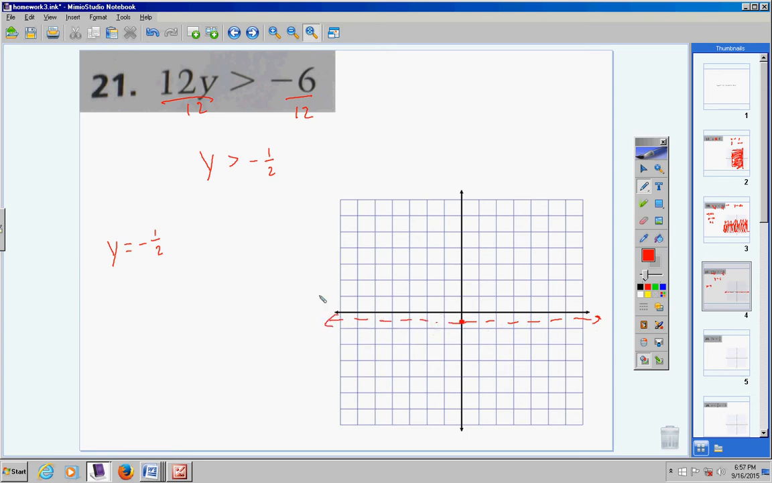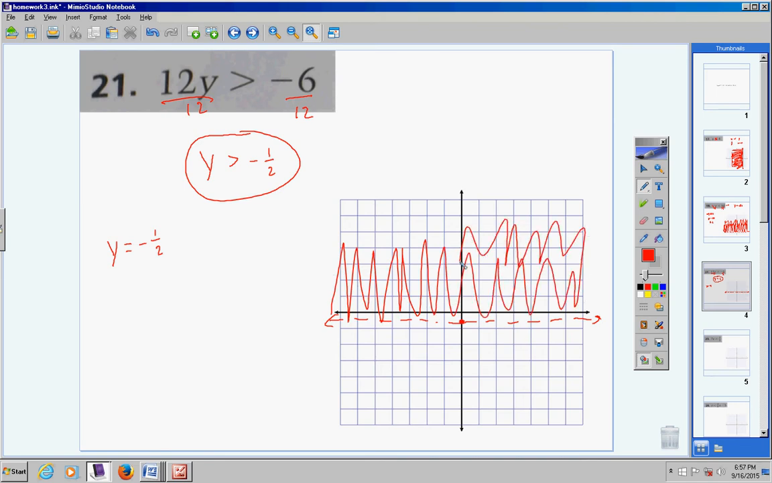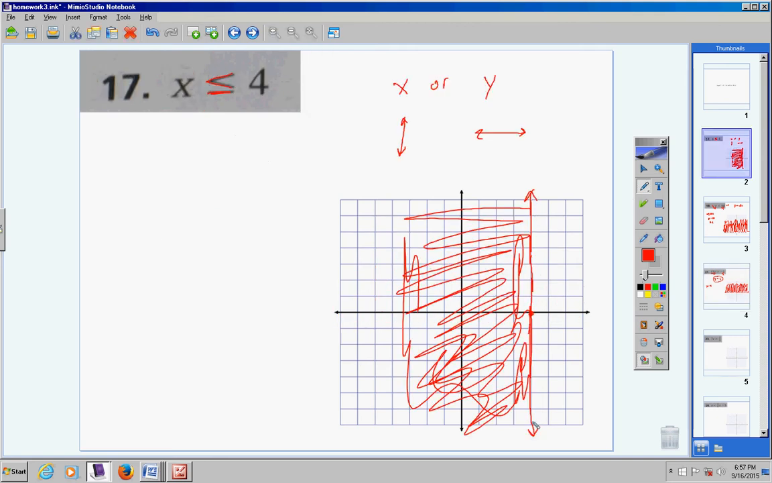And there we go. Now, y is greater than negative 1/2. So we shade going up. And remember, the points on a dotted line are not part of the solution. Points on a solid line like this are part of the solution.